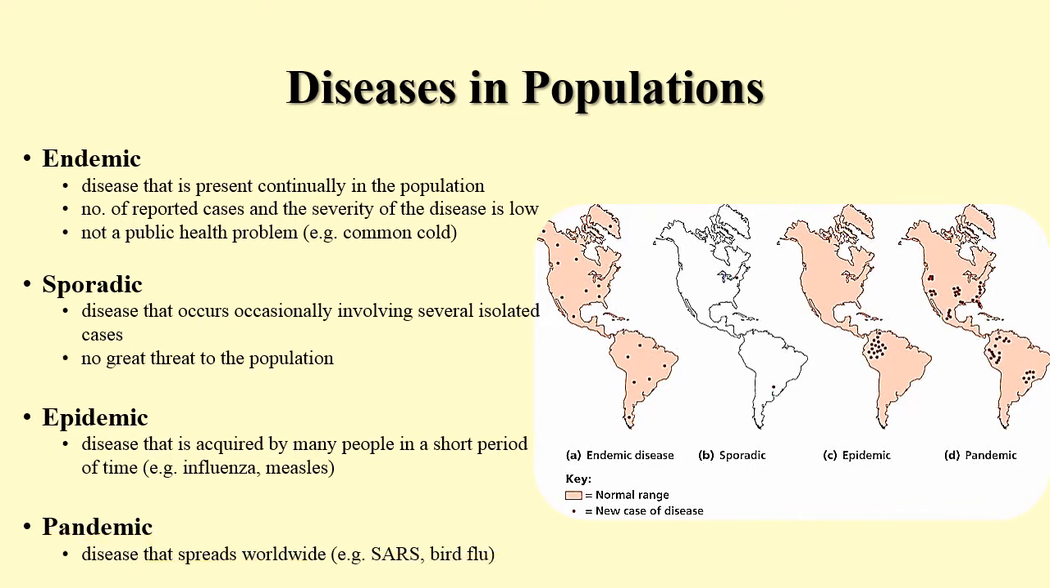Okay, in summary, an endemic disease is a disease that is present continually in the population, and it is not a public health problem. A sporadic disease occurs occasionally and involves several isolated cases. An epidemic is a disease that is acquired by many people in a very short period of time. And a pandemic is a disease that spreads worldwide.